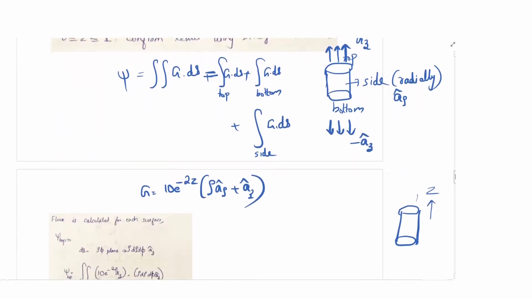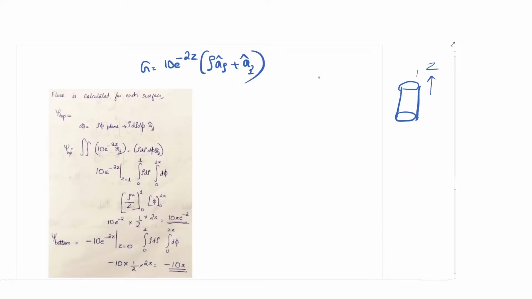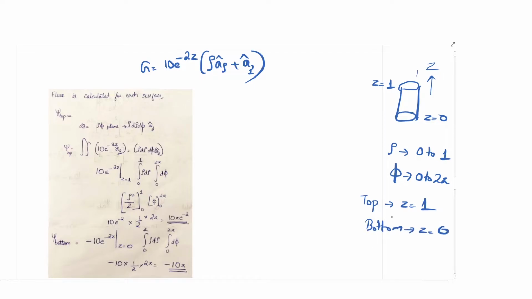So z varying from 0 to 1 means here you can take z equal to 0, and here you can take z equal to 1. Radius and phi will be varying: rho will vary from 0 to 1 and phi will vary from 0 to 2 pi. But for the top part z is constant at 1, and for the bottom part z is constant at 0.